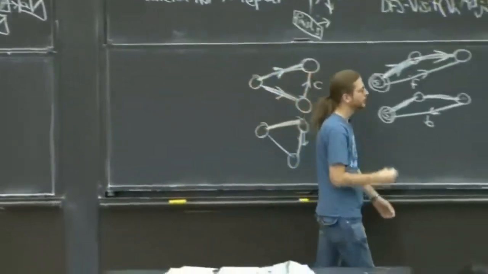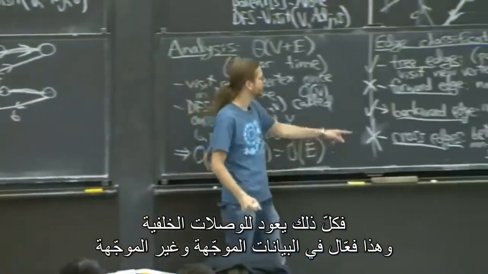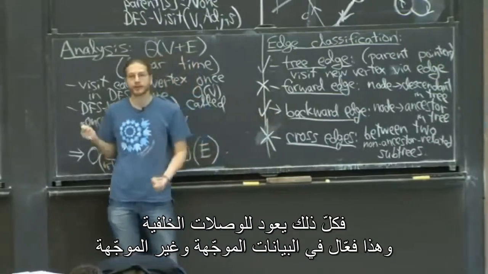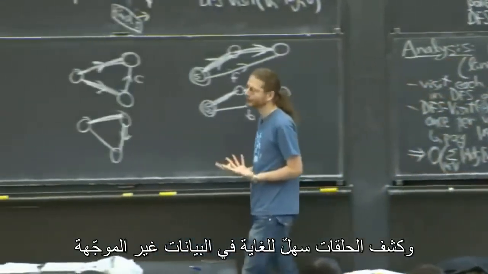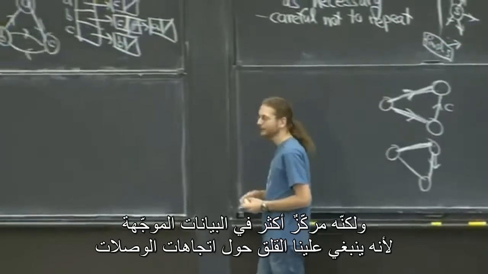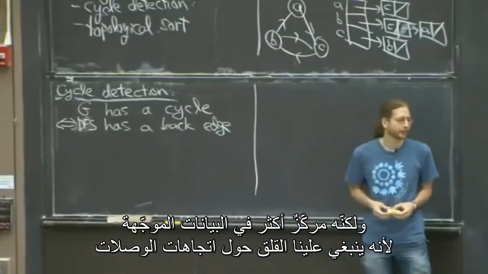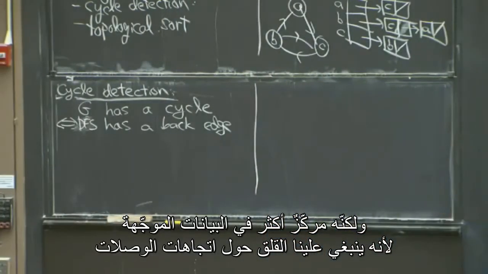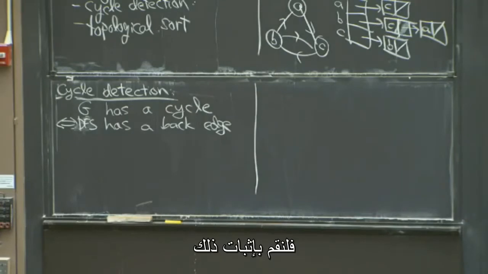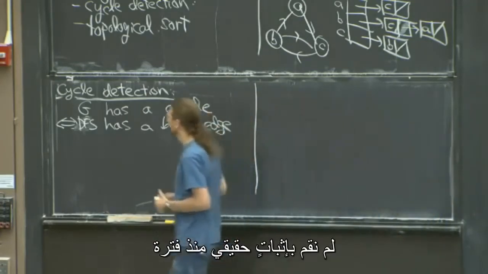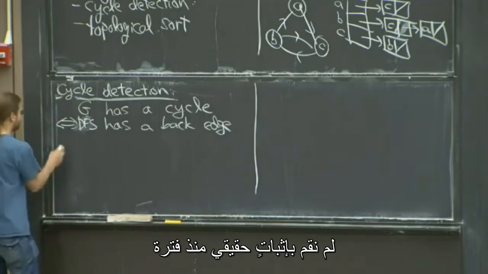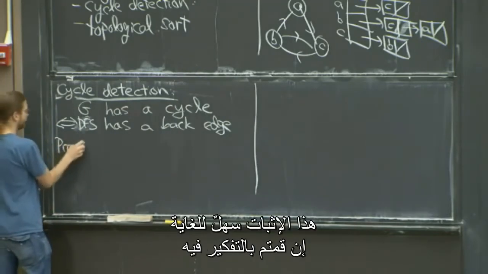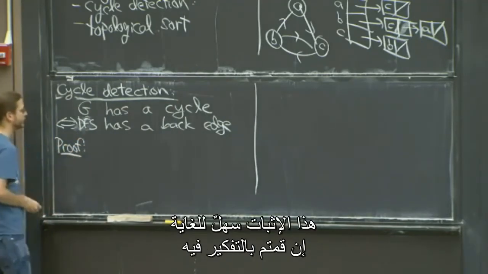Cool. So it all comes down to back edges. This will work for both directed and undirected graphs. Detecting cycles is pretty easy in undirected graphs. It's a little more subtle with directed graphs because you have to worry about the edge directions. So let's prove this. We haven't done a serious proof in a while, so this is still a pretty easy one. But let's think about it.